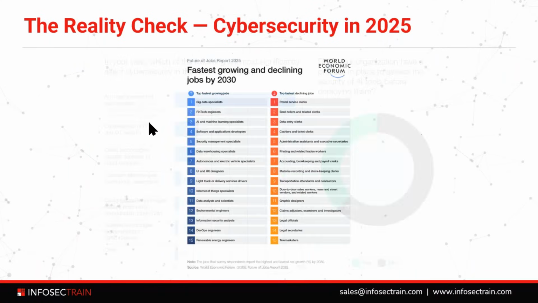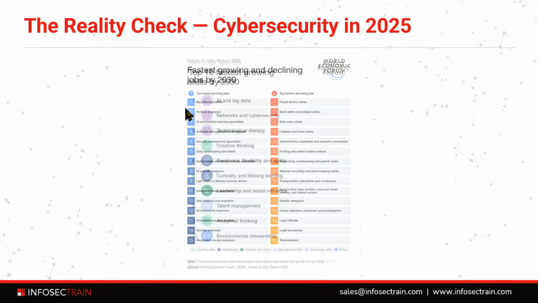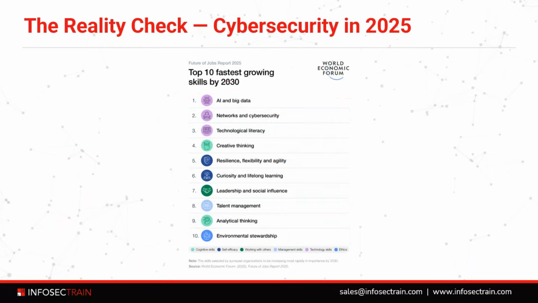And you see this World Economic Forum's report on the future of jobs. You can see over here the fastest growing skill is big data skills, then AI and machine learning specialist, right? These are your fastest growing skills, the top 10 fastest growing skills by 2030. See, you are completely in the right place and right profession, right?